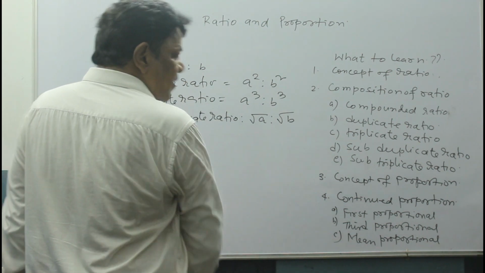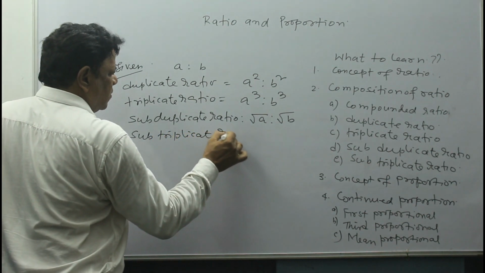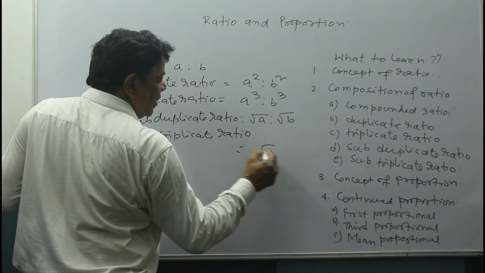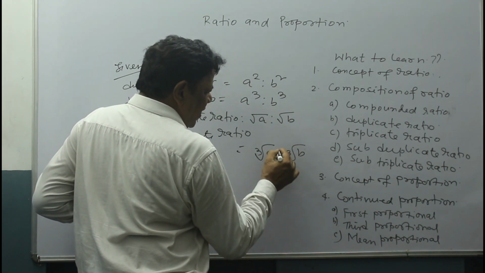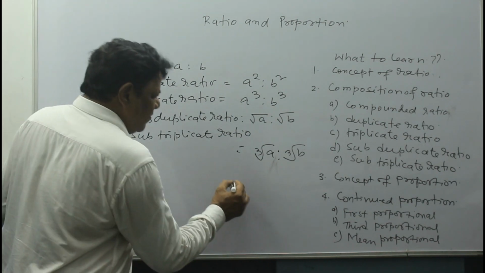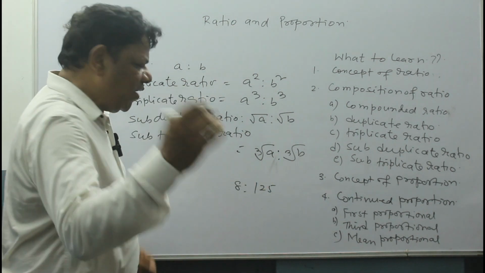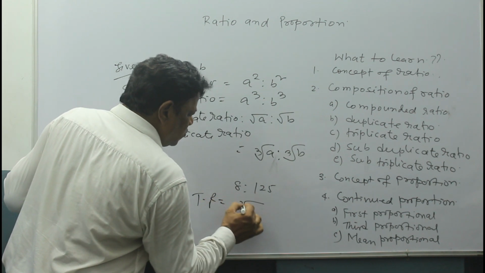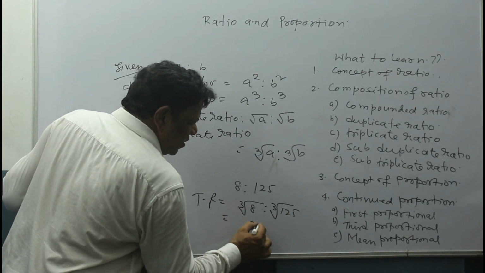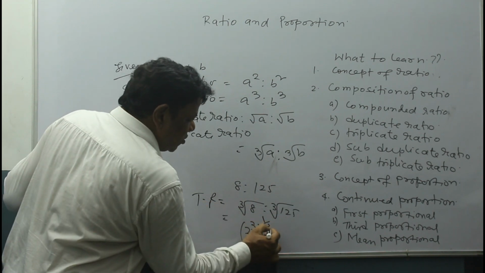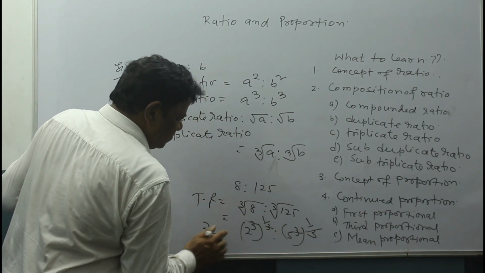And the next part is the subtriplicate ratio. Subtriplicate is cube root. Here write 1 by 3 as the power, cube root of A and cube root of B. That means if 8 and 125 are given and I ask you to find the subtriplicate ratio, how to find? Cube root of 8 is to cube root of 125. 8 means 2 cube, with power 1 by 3, and 125 is 5 cube, with power 1 by 3. These cancel. What is coming? 2 is to 5.